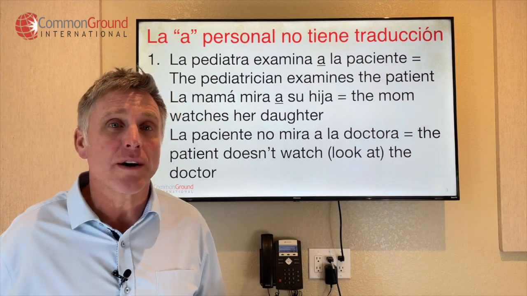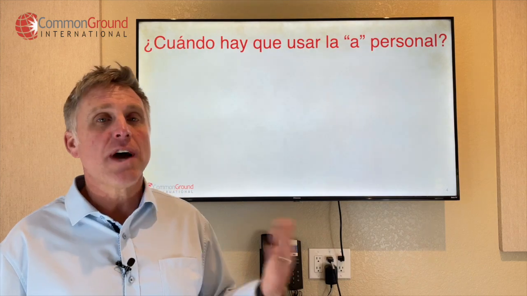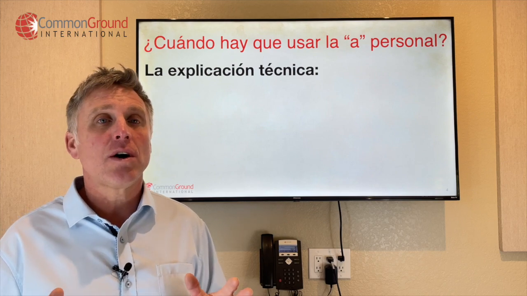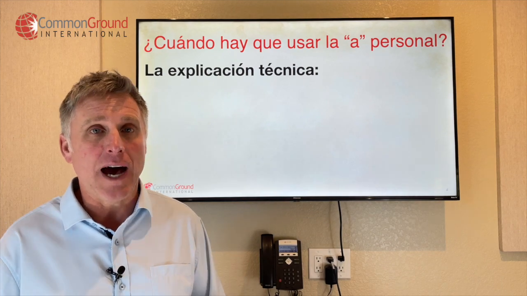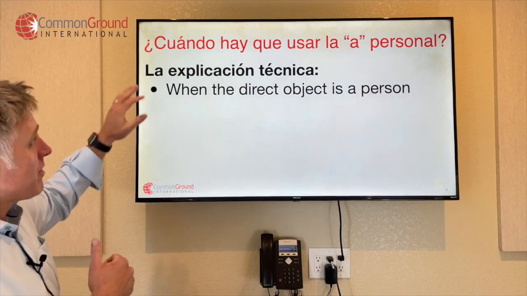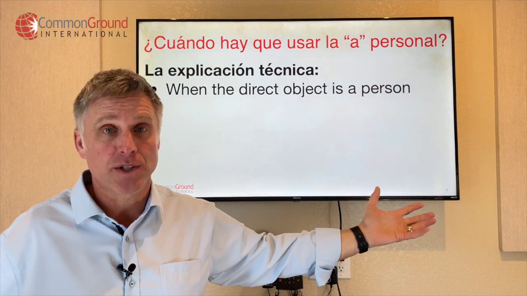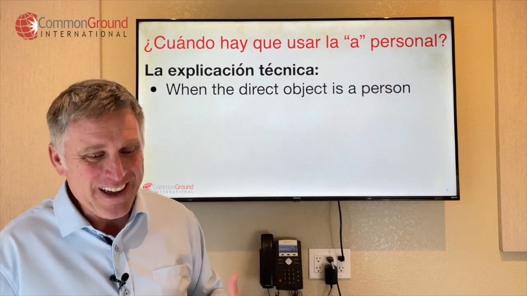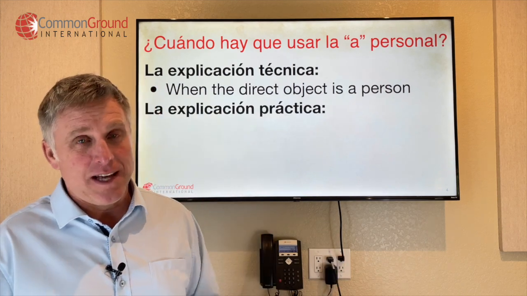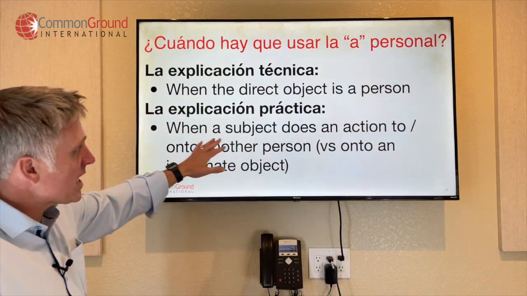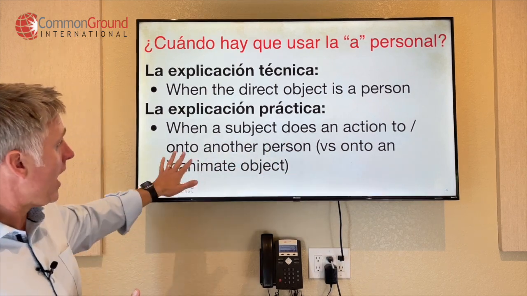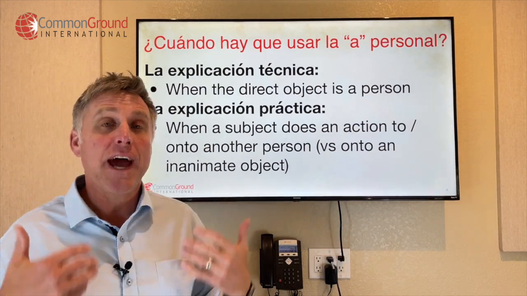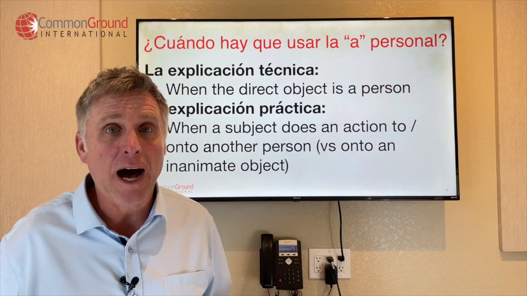This is what makes it so hard. So, when do you have to use it? La explicación técnica, so the technical explanation for using the a personal is when the direct object of a verb is a person. Okay, that's like grammar speak. It makes sense to like 10% of you, okay? The practical explanation is that when a subject does an action to or onto another person versus onto an inanimate object. So when you do an action to a person, you need to use the a personal.